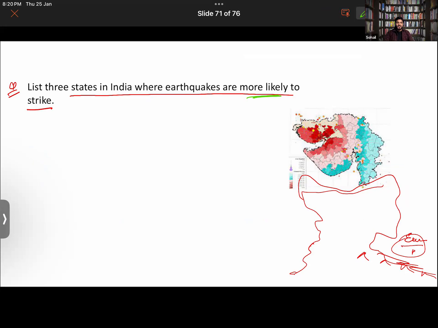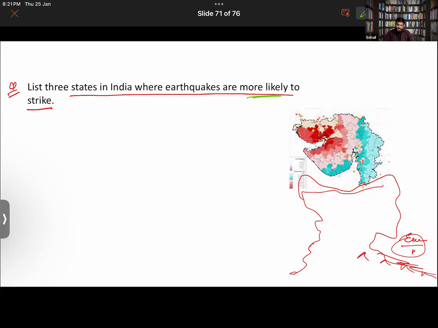So Assam, basically all the northeast states, Assam, you can count that, and Kashmir. And Gujarat, Rajasthan. Sir, Rajasthan is not in zone 4. It's in zone 2, but some parts of it, it has been seen that it happens there. Actually, the map which I have showed you hasn't been updated recently.